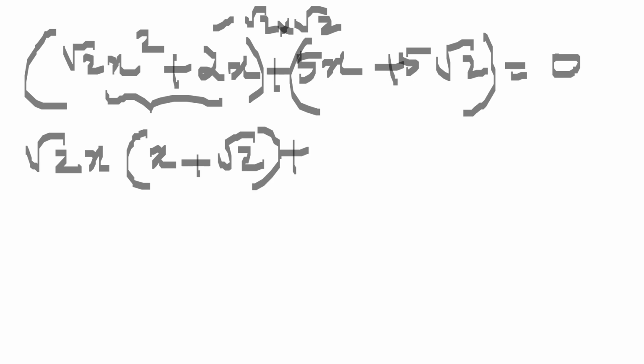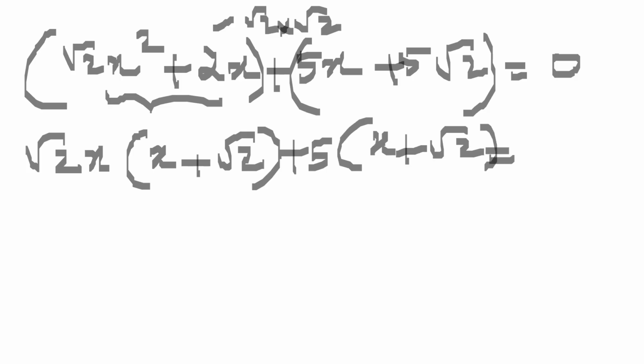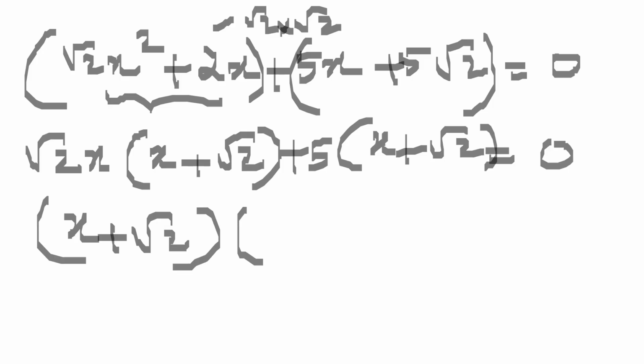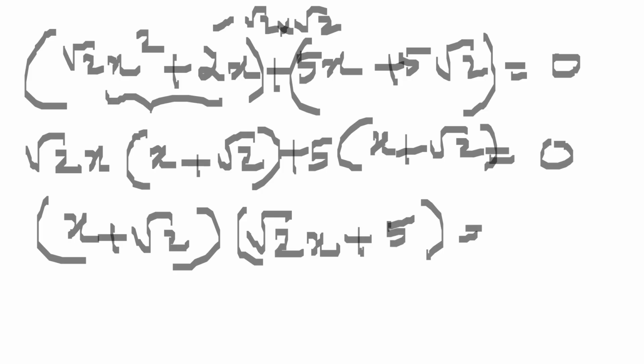In the same way, from the next bracket, you can see 5 is common. So again, we are getting x plus root 2 inside the bracket. So we can factor out the common factor. So that is x plus root 2 is common. And therefore, the term outside the bracket is root 2x plus 5 equal to 0.